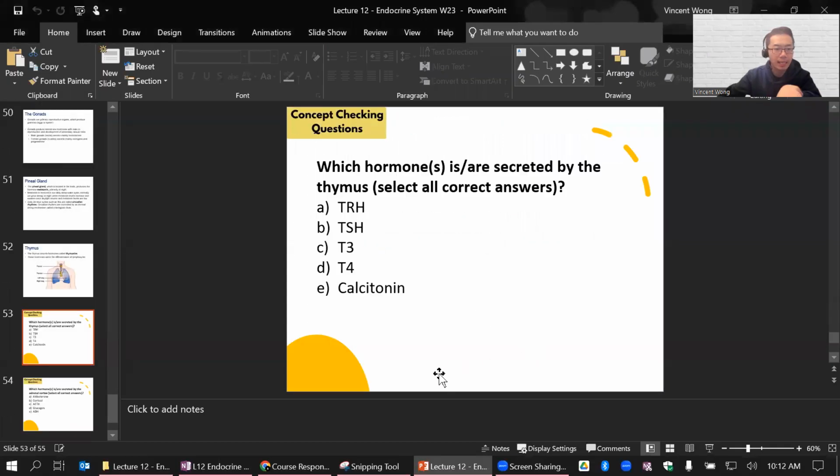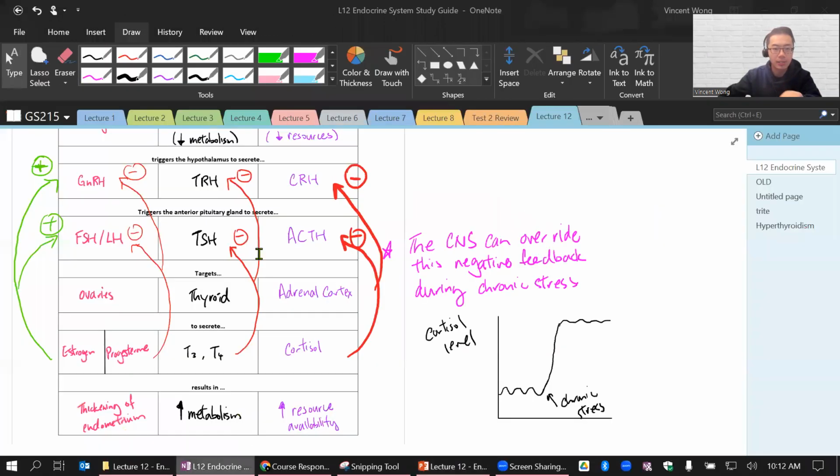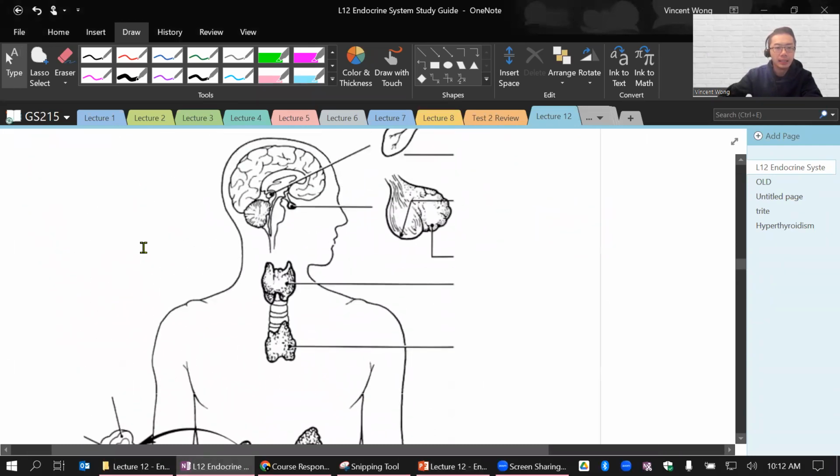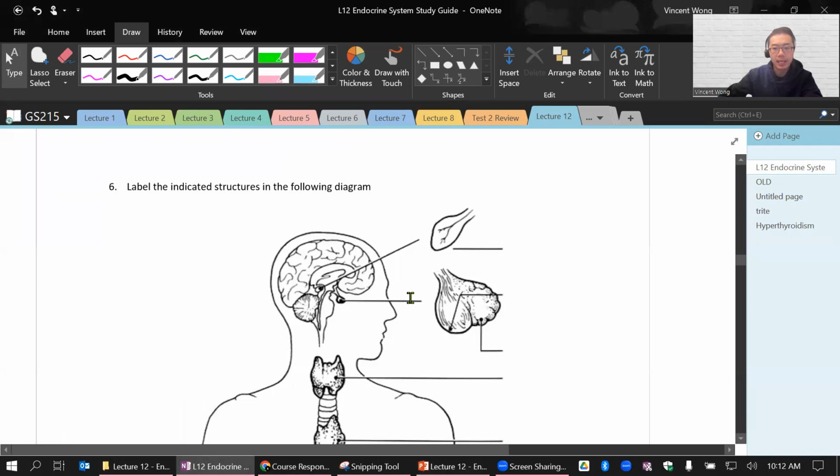So what I want to end today's lecture with is this big diagram. Please turn to that, and we'll fill this in, and then I'll send you on your way.